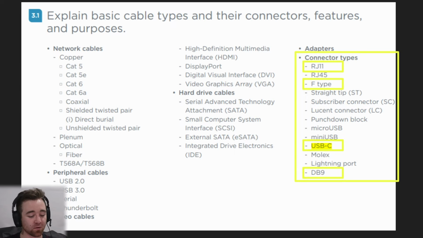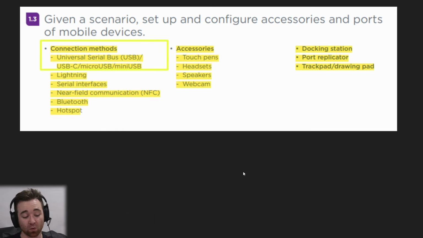Okay, so that is from exam objective 3.1 over here, different connector types. And you can see the other ones that you'll need to know. We didn't cover all of them, only some of them, the ones highlighted, you'll need to know all of them. So keep that in mind. Now, it's also in 1.3 where it says, given a scenario, configure accessories and ports on mobile devices, where it talks about USB-C there as well. But basically, you just need to know what it is, what the pros and the cons are, and we did outline that in this video.